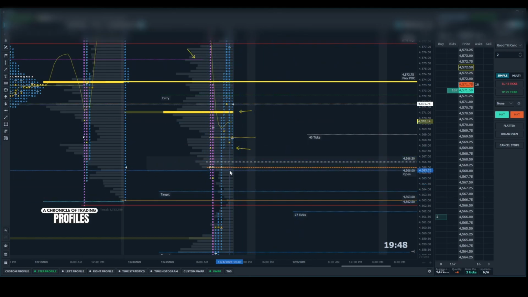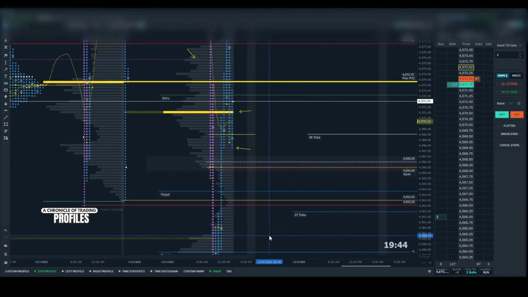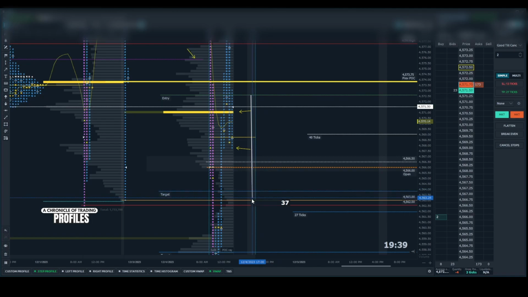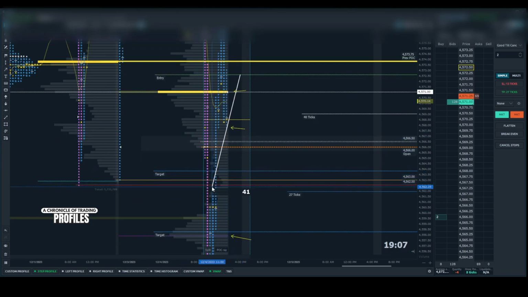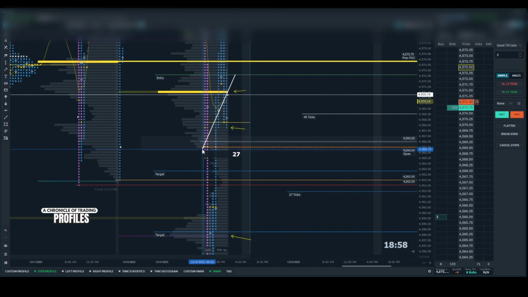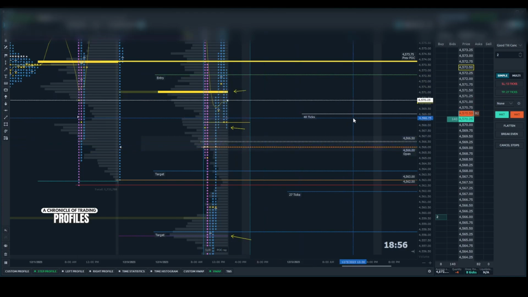If we get a hard bounce off this halfback, I'd close out of this. First target would be 35 ticks. I mean, really, you could take one here. That would be 21 ticks. Here's 40, basically this low. And 27 is right there. 65, 75.